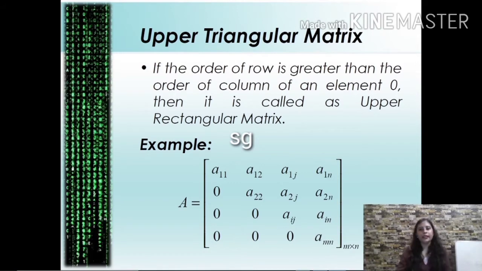Okay. Here see, we have an m cross n matrix. The principal diagonal is a11, a22, aij, amn. This is the principal diagonal.